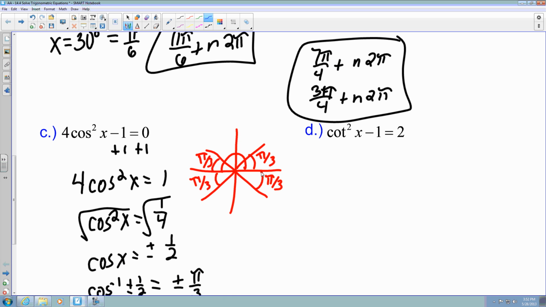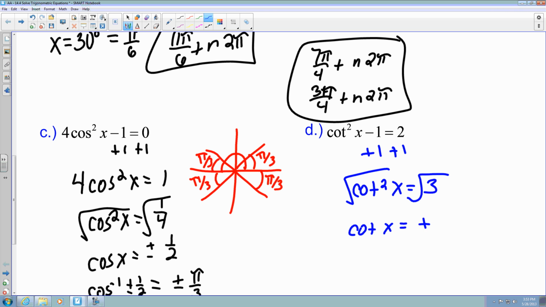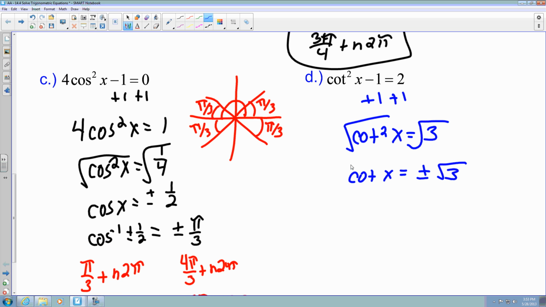Last one we have is cotangent squared x minus 1 equals 2. Same deal, we're going to add 1 to both sides, so I get cotangent squared x equaling 3. Now all I have to do is just take the square root of here, so now it becomes cotangent x equals plus or minus the square root of 3. If you go into our chart in our unit circle handout, it tells us that x in degrees, if you were going to take the inverse cotangent of the square root of 3, you're going to find out that it's going to be 30. And then in radians, this is pi over 6.